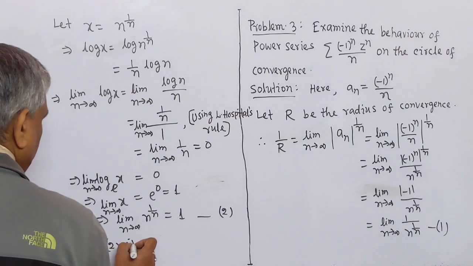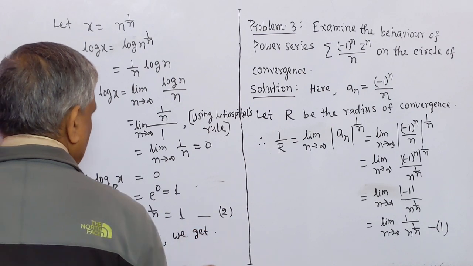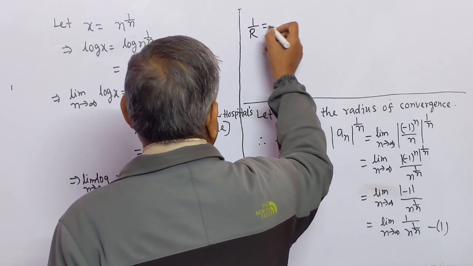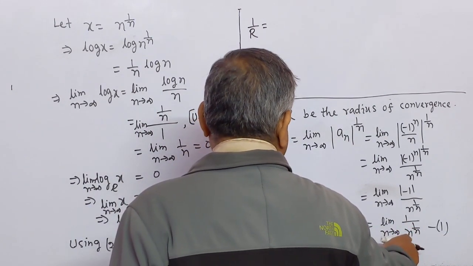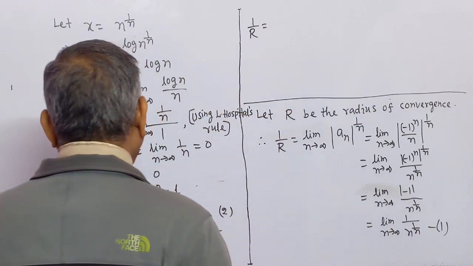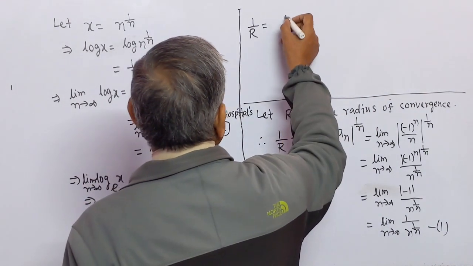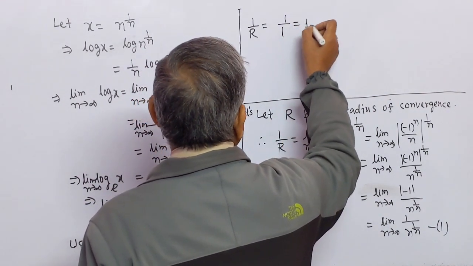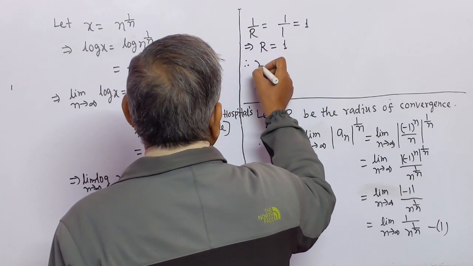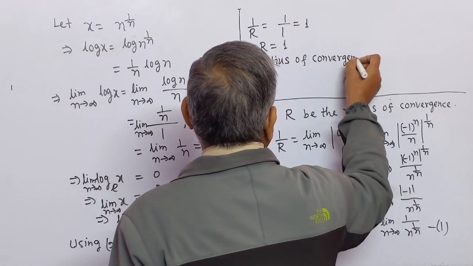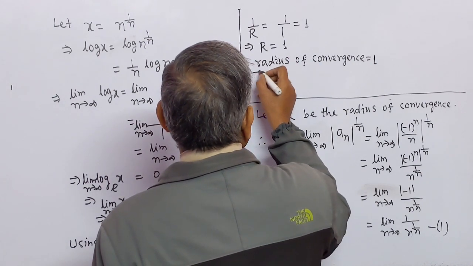Using 2 in 1, we get 1 by r equals limit n tends to infinity 1 by n to the power 1 by n. Here limit n tends to infinity n to the power 1 by n is 1. So this will be 1, which implies that r equals 1. Therefore, the radius of convergence equals 1.